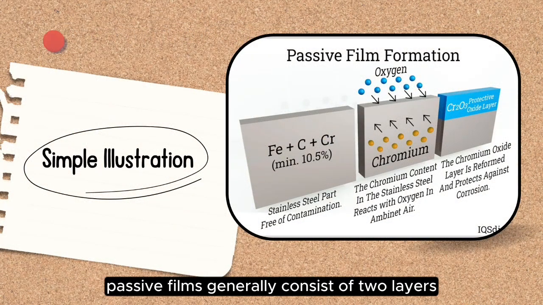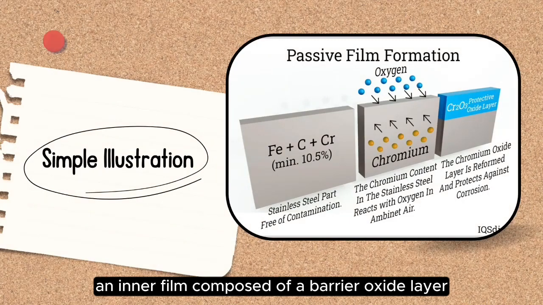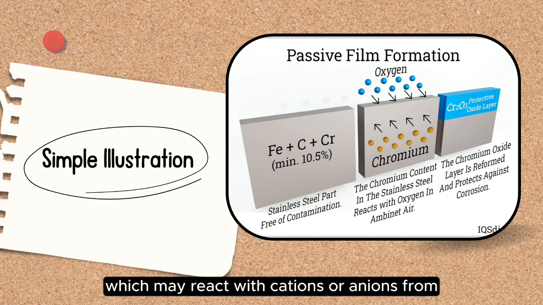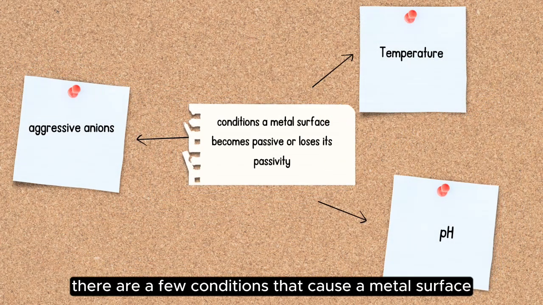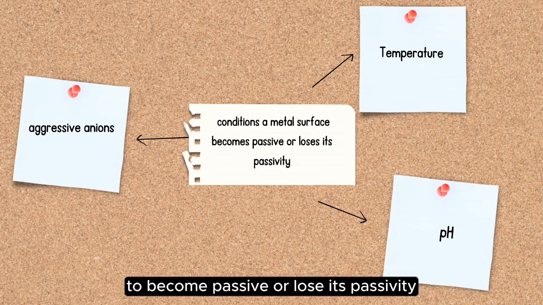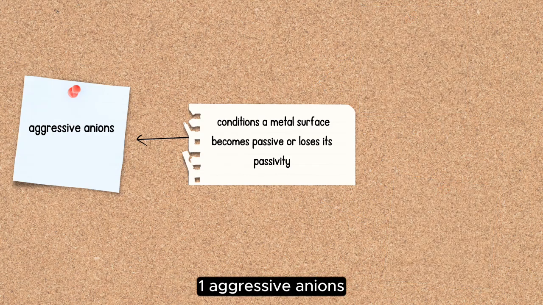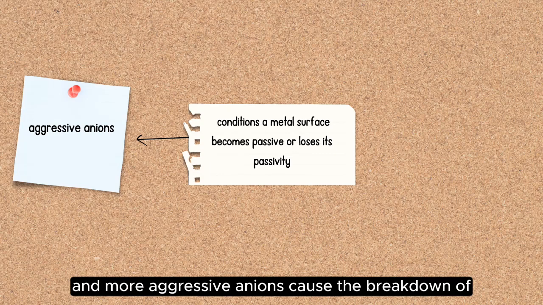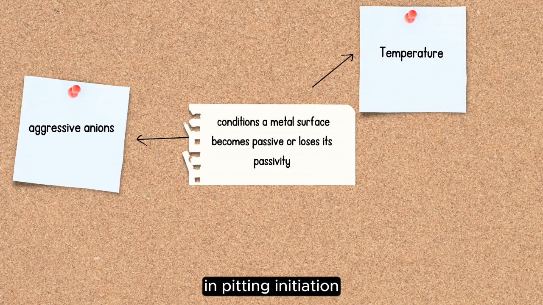Passive films generally consist of two layers: an inner film composed of a barrier oxide layer and an outer layer composed of a precipitated phase, which may react with cations or anions from the solution. There are a few conditions that cause a metal surface to become passive or lose its passivity. 1. Aggressive anions. Adsorption of aggressive anions can react with metal ions and cause chemical dissolution, and more aggressive anions cause the breakdown of the passive layer and pitting initiation.